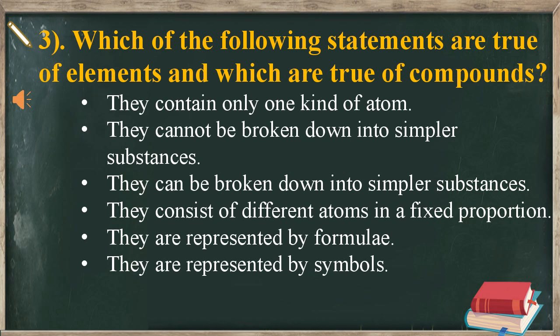Exercise question number 3. Which of the following statements are true of elements, and which are true of compounds? 1. They contain only one kind of atom. 2. They cannot be broken down into simpler substances. 3. They can be broken down into simpler substances. 4. They consist of different atoms in a fixed proportion. 5. They are represented by formulae. 6. They are represented by symbols.